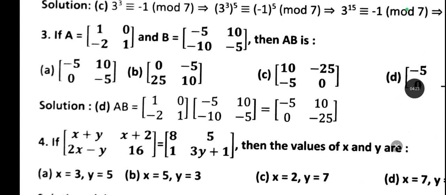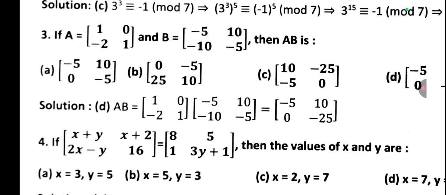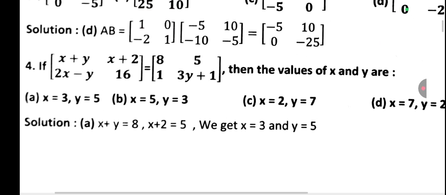Now going for the third question. If you are seeing the third question, it is very simple. A and B you multiply. A value is given, B value is given. First row, first column: first into first, second into second. Properly multiply, get the answer. Minus 5, 10, 0, minus 25. Option D. Clear, check.